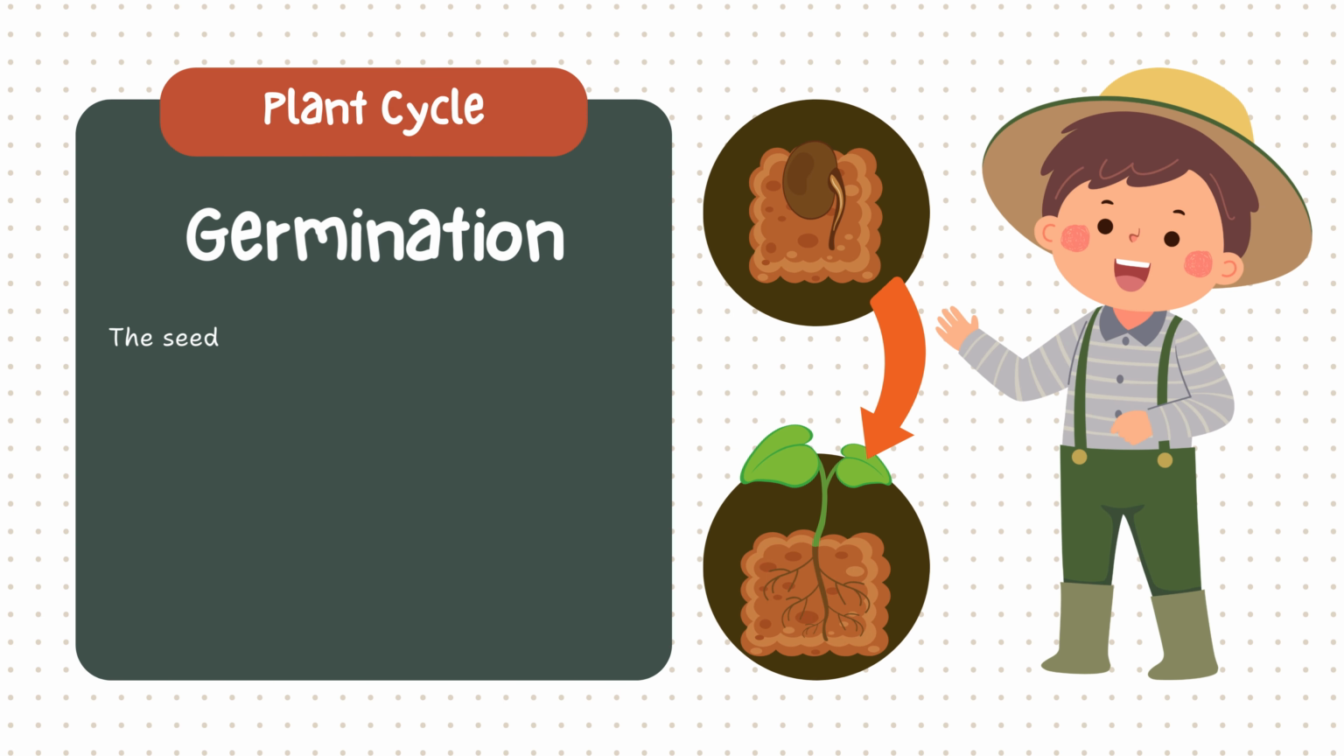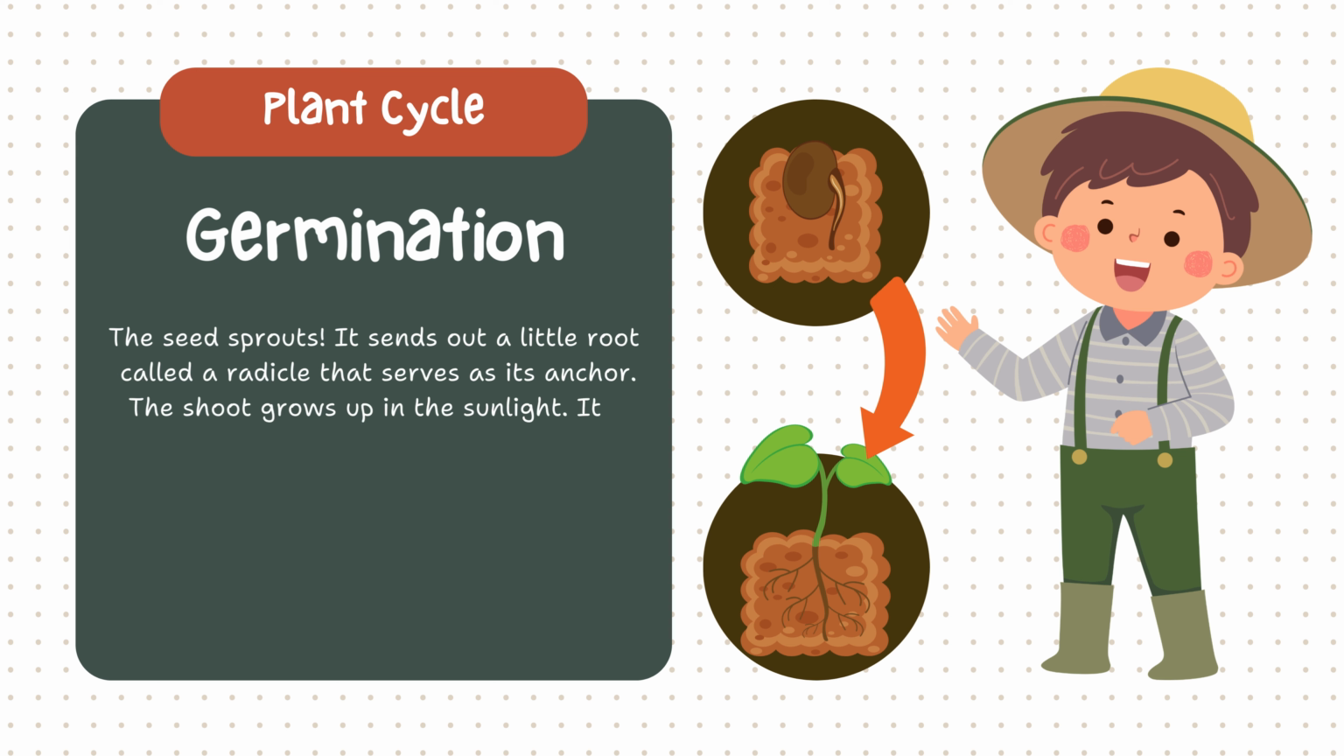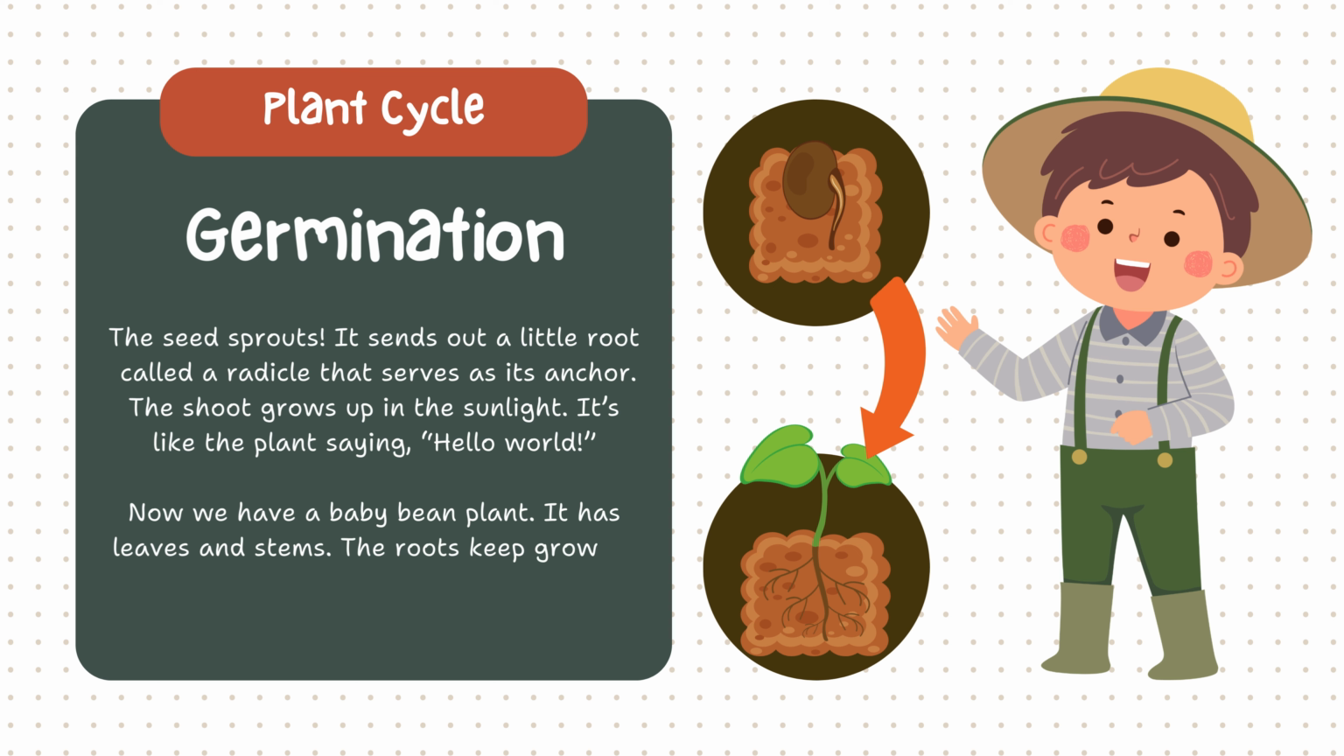Germination. The seed sprouts. It sends out a little root called a radicle that serves as its anchor. The shoot grows up in the sunlight. It's like the plant saying, "Hello world. Now we have a baby bean plant." It has leaves and stems. The roots keep growing down, looking for water and nutrients.